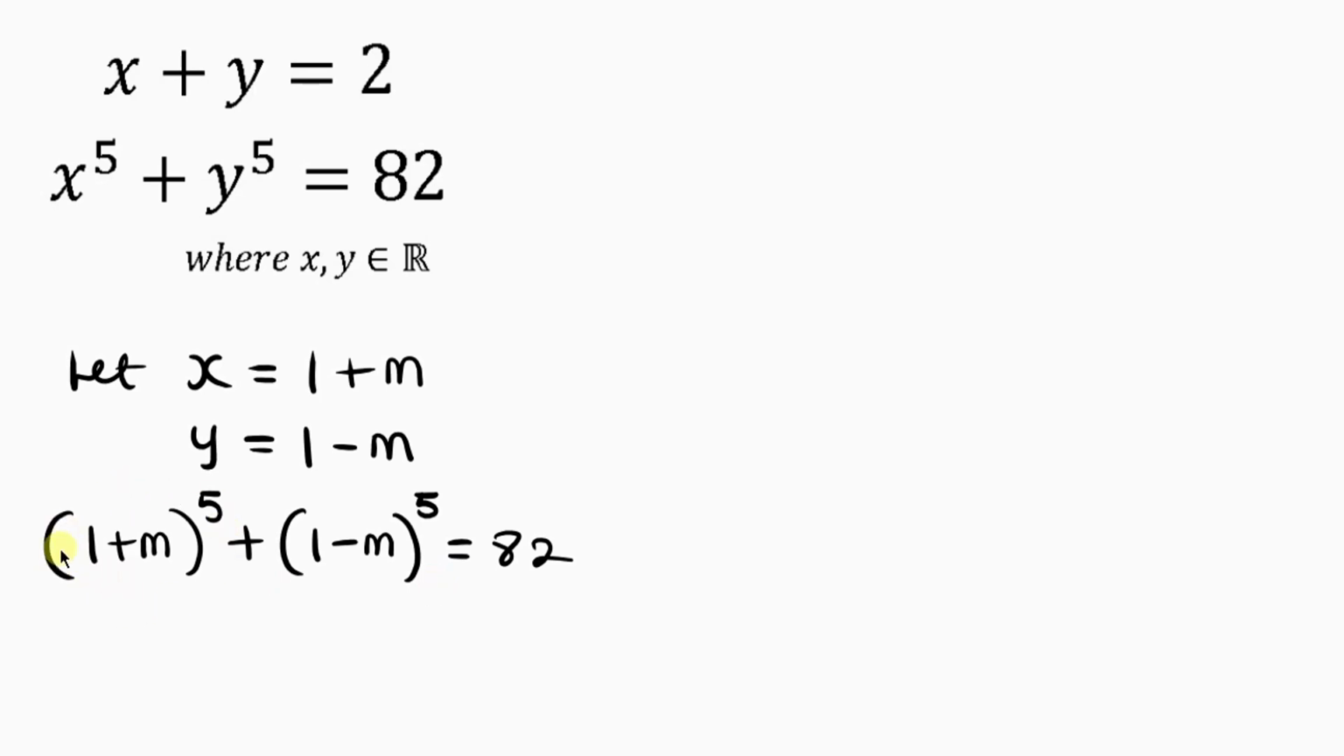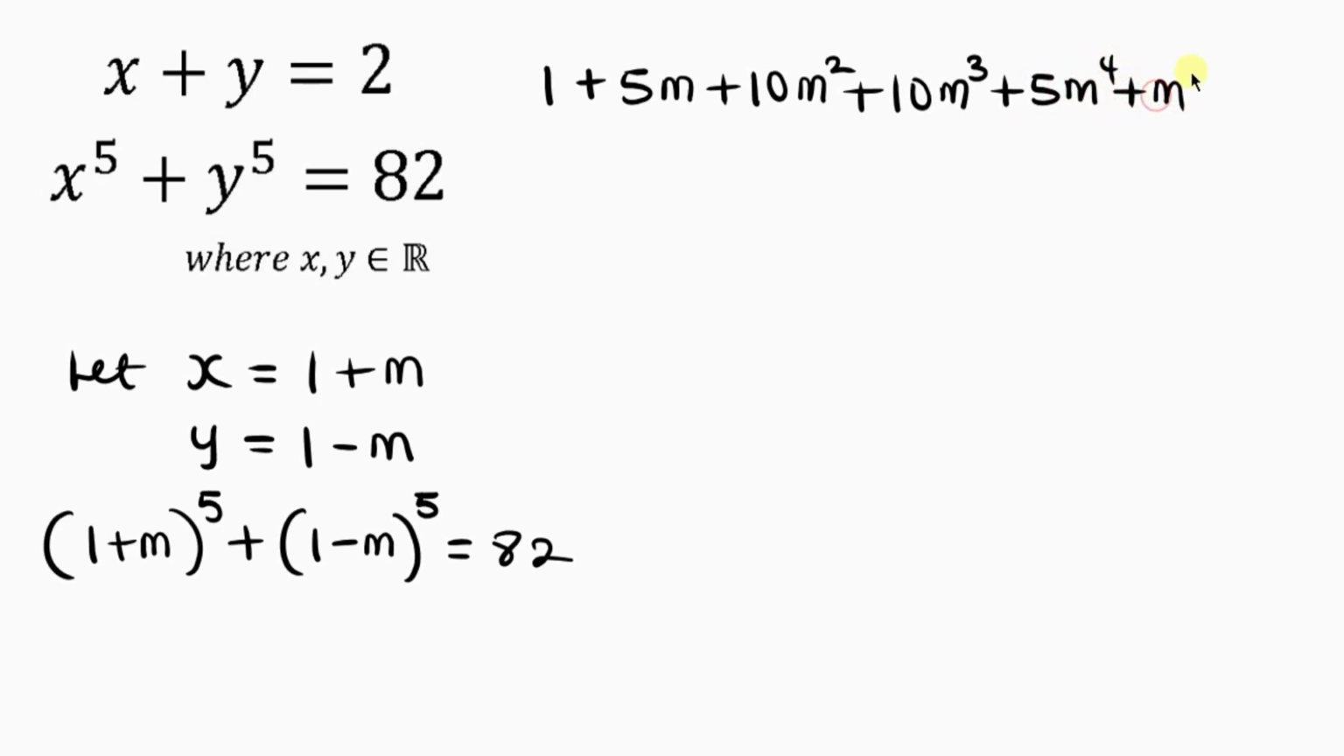So let's expand this using binomial expansion. So I'm going to be having 1 plus 5m plus 10m to power 2 plus 10m to power 3 plus 5m to power 4 then plus m to power 5. So this is the expansion of this. Plus, so I'm going to be writing the plus here.